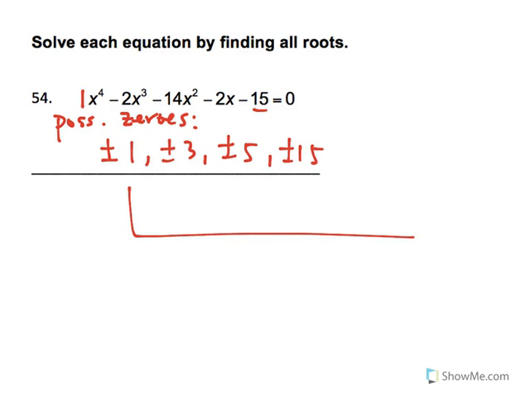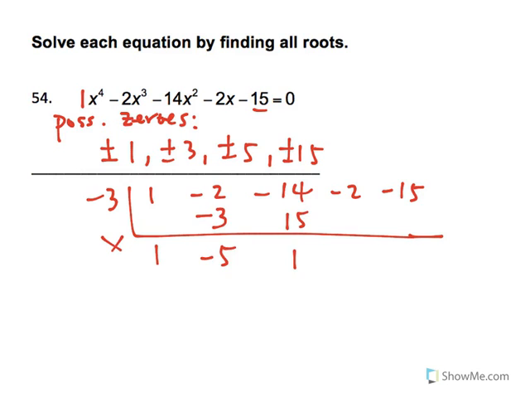So let's start by writing the coefficients down. I'm going to test the first number, which is negative 3. Bring down the 1, multiply, we have negative 3, and combining, we have negative 5. Multiplying is a positive 15, and we got a 0. So therefore, we know that negative 3 is a root.